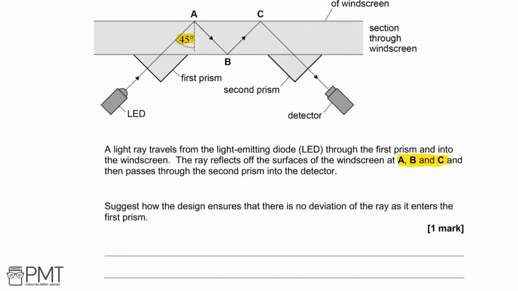If the light were to come in at a different angle, for example, this way, you would expect it to bend towards the normal. So actually, it would probably come out something like this. So the design is such that there is no deviation of the ray because the LED is entering the glass at a normal to the surface.